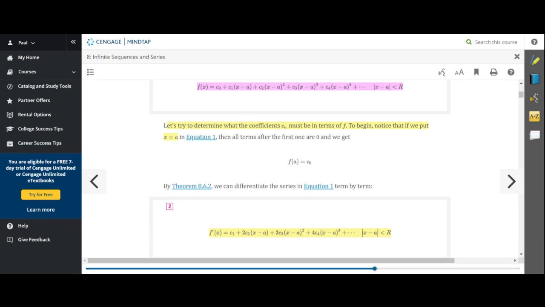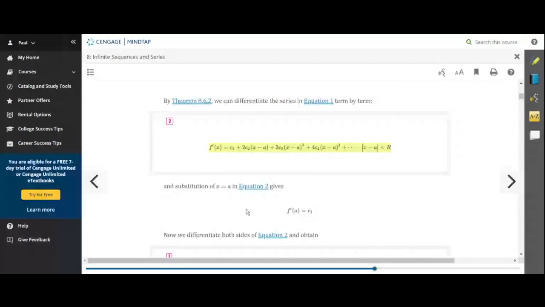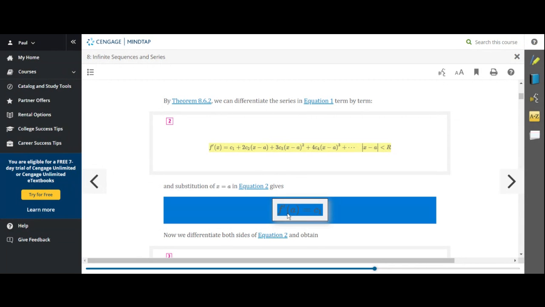Well, what's the only value of x that would make x minus a equal to 0? That's right, Michael. x equals a. Okay, well then we're going to let x equal a. And if we do that, all the terms in equation 2 drop out, and it turns out f prime of a will equal C1.